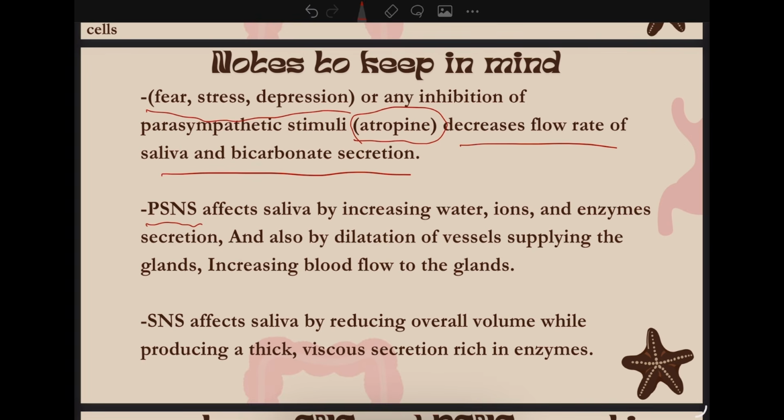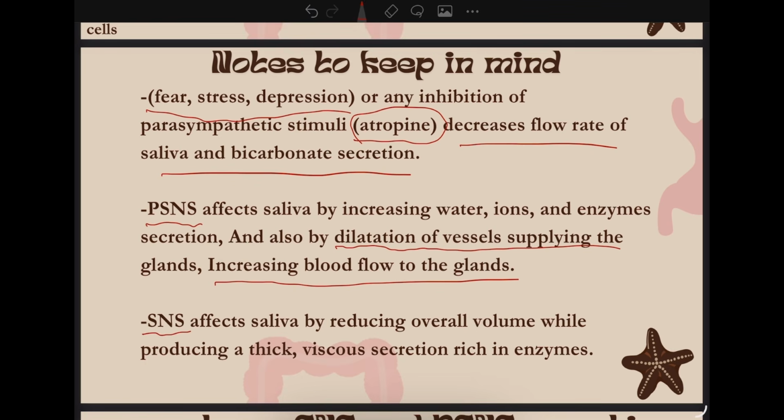And also, there's this side effect, or secondary effect. It dilates the vessels supplying the glands. And this does what? Increases blood flow to the glands, and hence increases filtration, and basically it will work more.